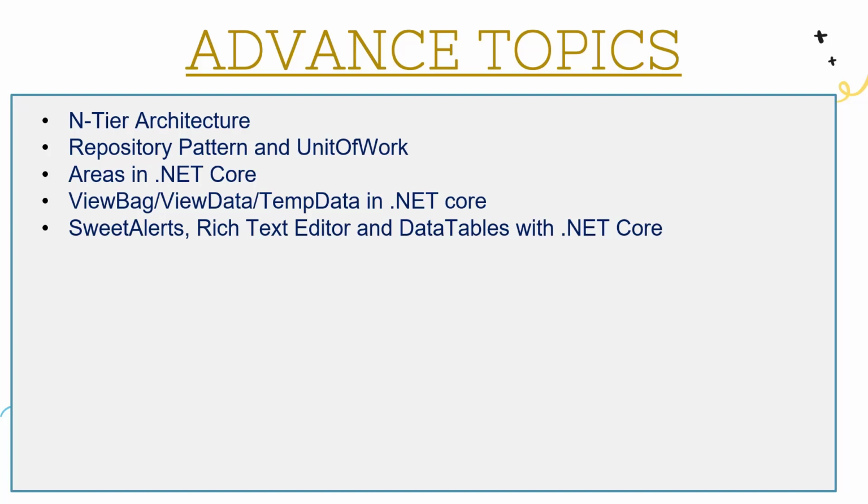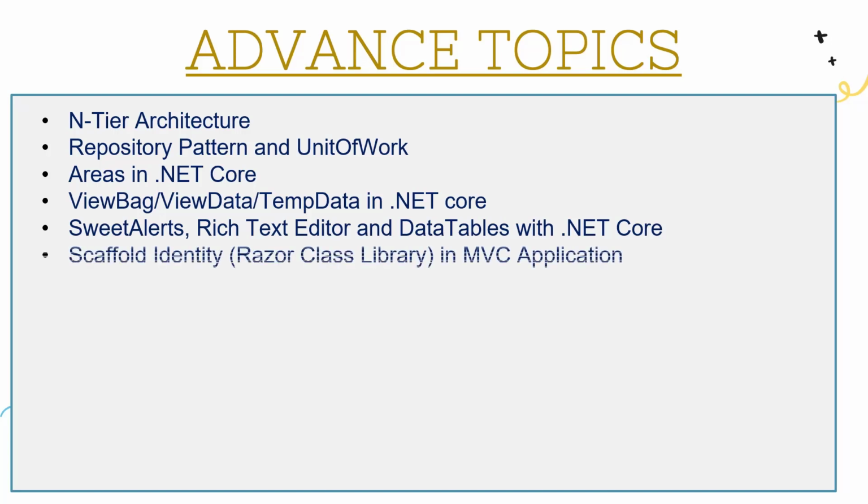Next, we will use SweetAlerts, rich text editor, data tables with .NET Core, and API calls. With any application, authentication and authorization plays a very important role. And the .NET team has given us the Razor class library, which is Identity in the .NET world. That makes all of the authentication super simple because the basic functionality and table structure is already implemented for us. So we will see how to scaffold that Identity in an MVC application. Next, with authorization, we will see how roles play an important role and how we can modify our application based on the role of the user that is logged in.